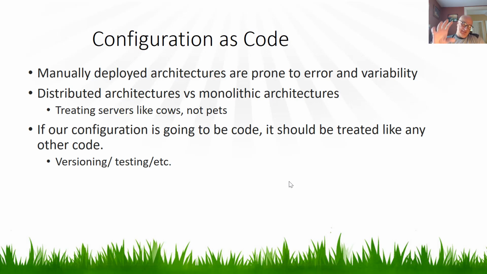But this configuration as code has a really important side effect. If our configuration is going to be code, it should be treated like any other code, with versioning and testing and all that kind of stuff that our development colleagues have been doing for decades. We need to do that too. And that's another component of this class, to think about the way that we treat software. Version control, testing, all of these things should be part of what we do.